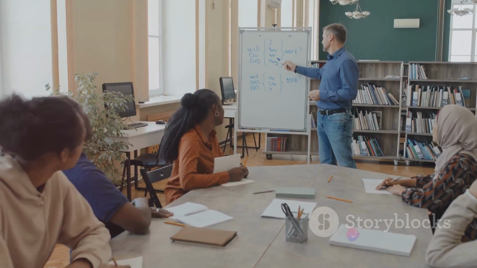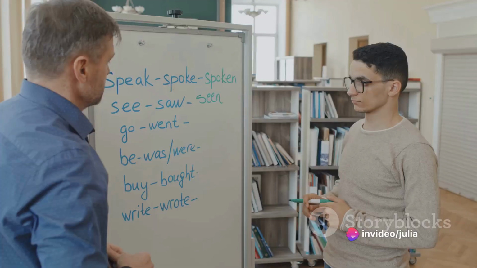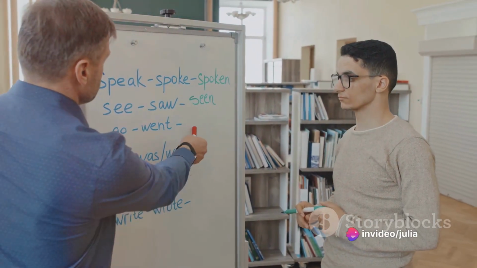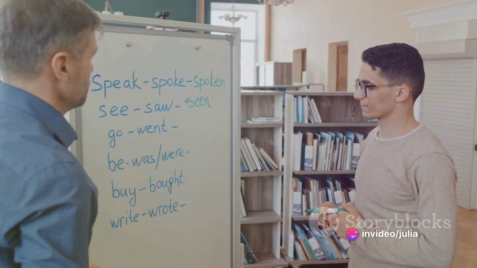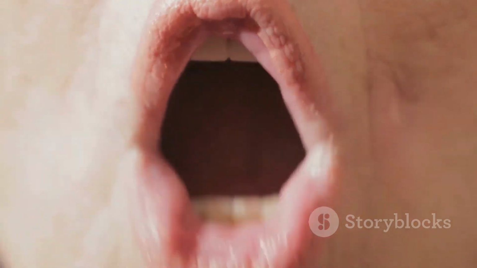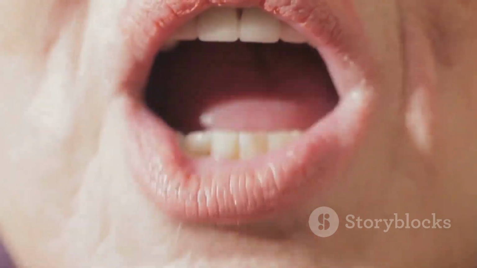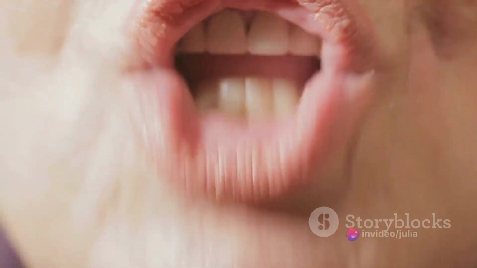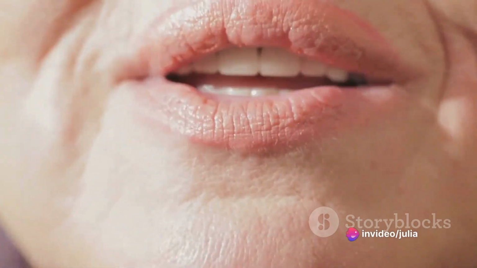It was also a time of simplification. English grammar, which had been quite complex during the Old English period, began to simplify. Endings on words, known as inflections, started to disappear. Take, for instance, the Old English word huses, which meant of the house. In Middle English, this became simply houses.